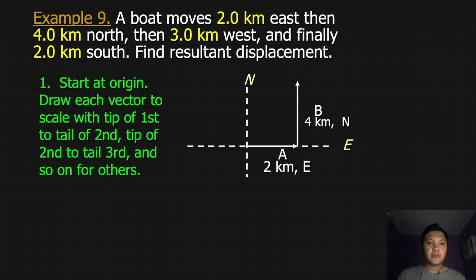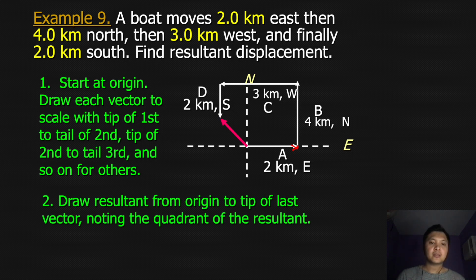For the first one, start at the origin, then draw each vector to scale with the tip of the first at the tail of the second. So this is the first vector, and then this is the tail of the next. This is the head to tail method, and so on.